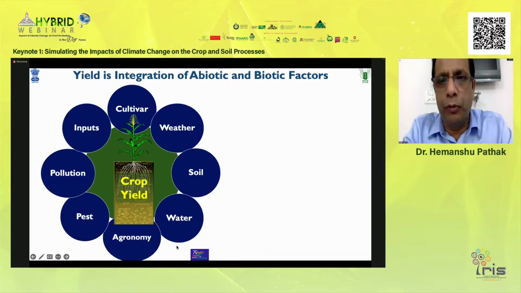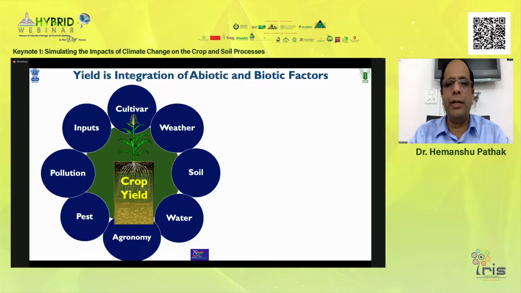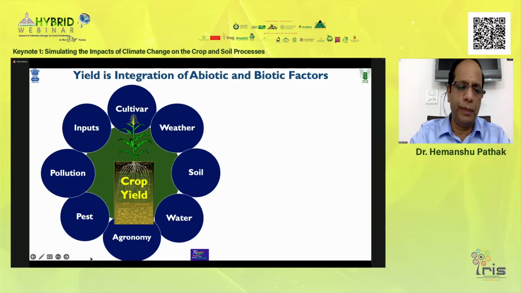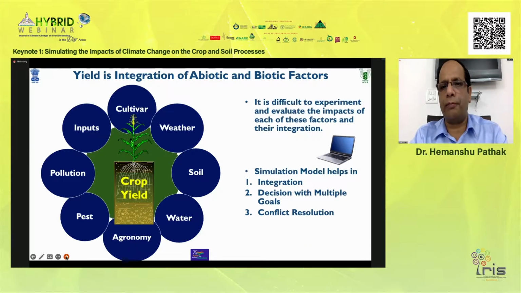Now, how to simulate and how to understand and how to analyze all of this? We all know that the crop yield of any crop is the integration of several abiotic as well as biotic factors. Factors include cultivar, weather, soil, water, agronomy, pest, pollution, inputs, and so on. So all of these affect and are finally integrated and expressed as crop yield.